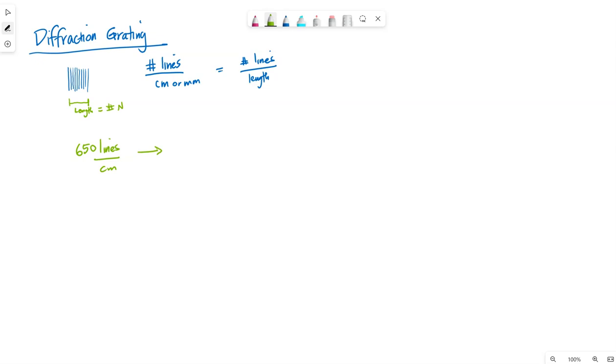Coming back up to the picture, what we care about is the distance between one slit and its neighboring slit, the distance between slits, also the lines. D would be 1/650 centimeters. It's the inverse of whatever that grating is labeled at.